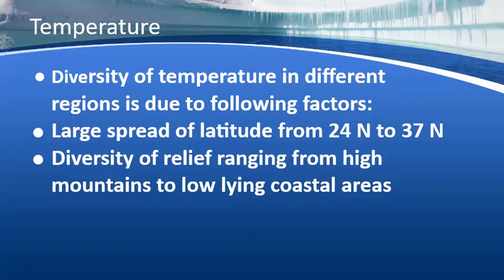Diversity of relief is also a factor. That is, we are having very high mountains like K2. Its height is 8,611 meters. And if we move towards south, we are having low-lying coastal areas there. The upper and lower Indus plains heat up during the summer, making the daily maximum temperature rise up to 40° to 45° Celsius, which is very hot.